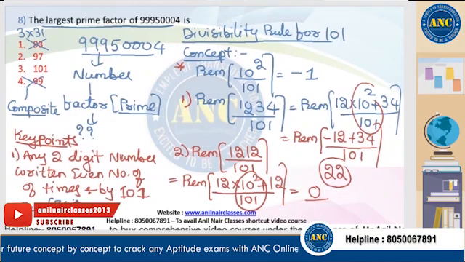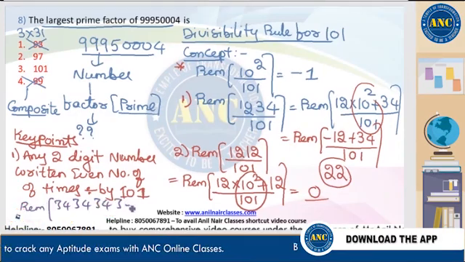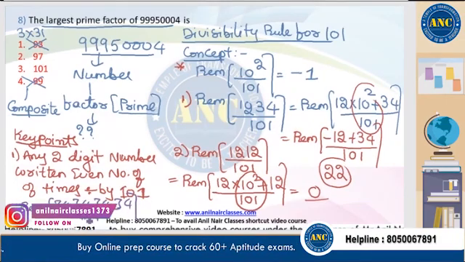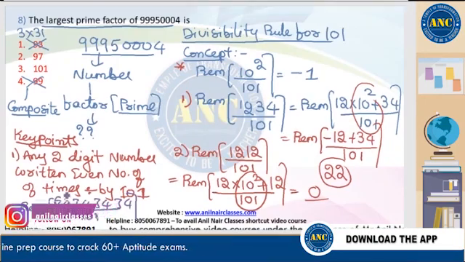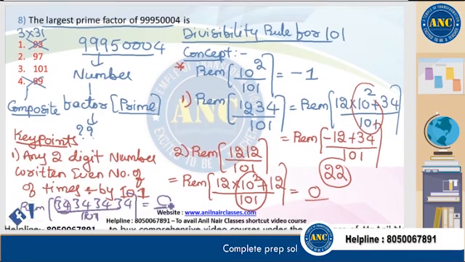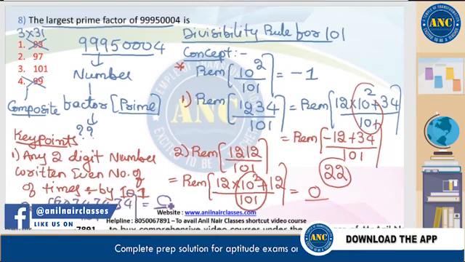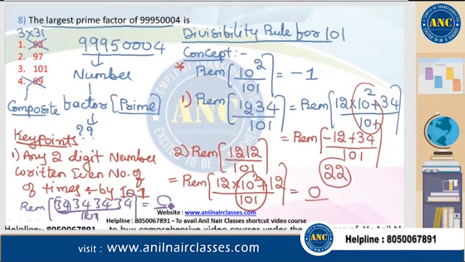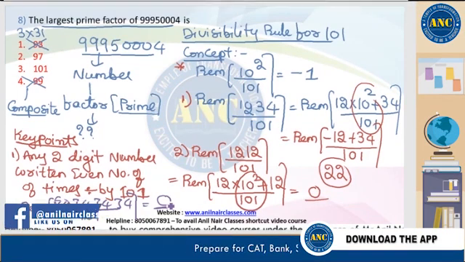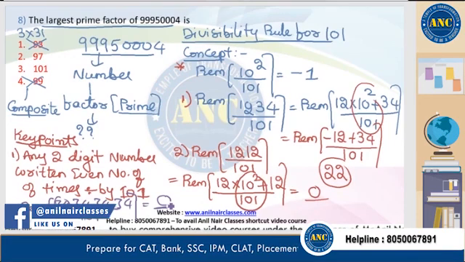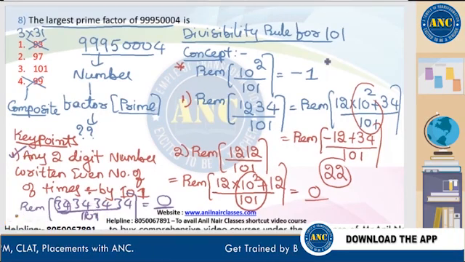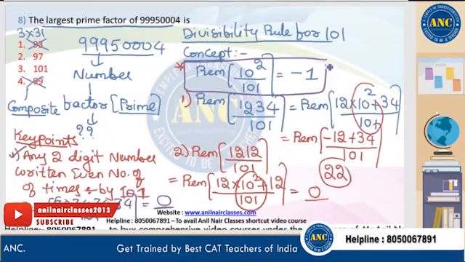Suppose I write 34 3434 divided by 101. What is the concept? Any two-digit number written an even number of times. 34 is a two-digit number, written 4 times, so it is always divisible by 101. I hope the concept is clear.